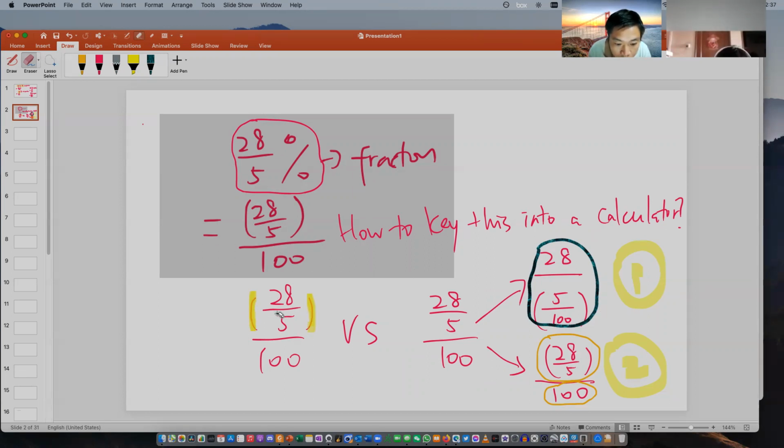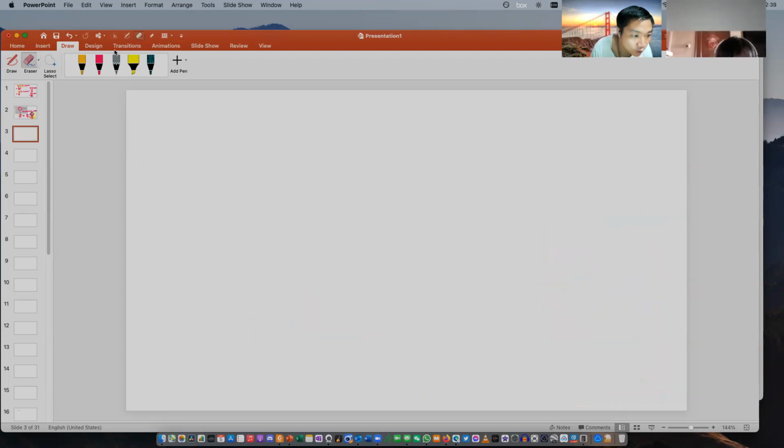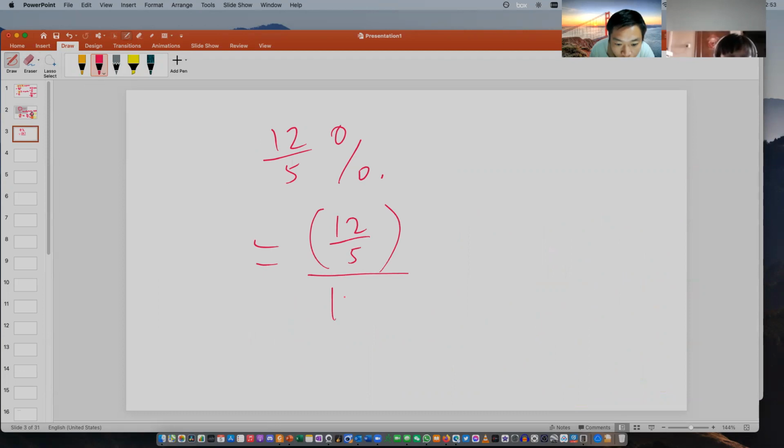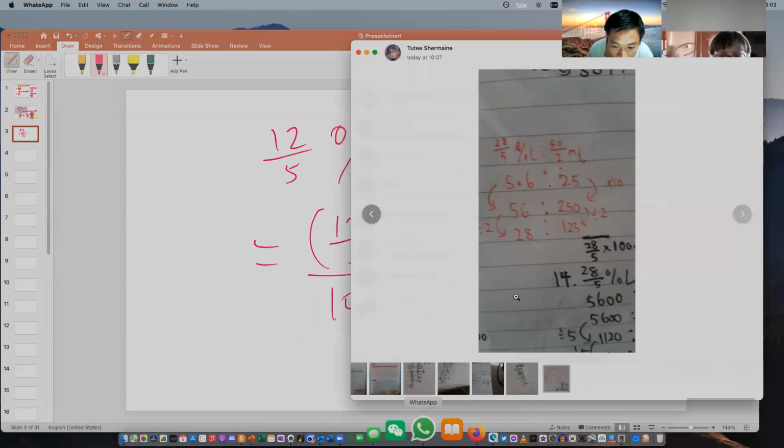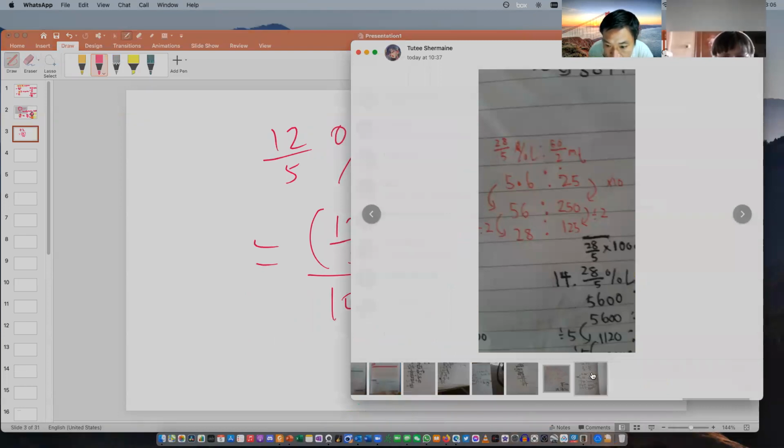Similarly, if you're having another question, so let's say you have 12 over 5. I don't need to put a bracket here, and you put a percentage sign. So what you need to do is put 12 over 5 in a bracket first, over 100, to tell the calculator the bracket must be on the numerator. Okay, now let me look at your answer.